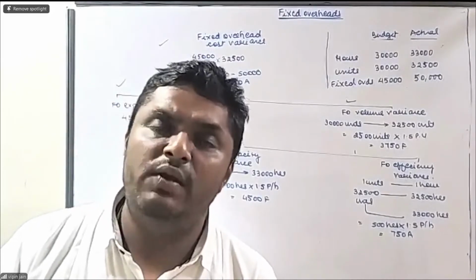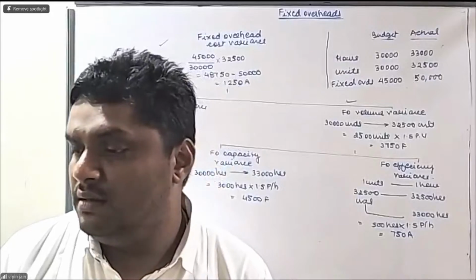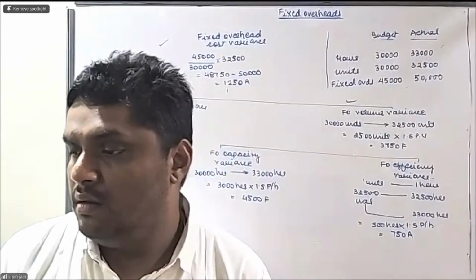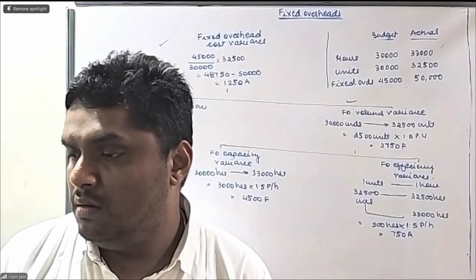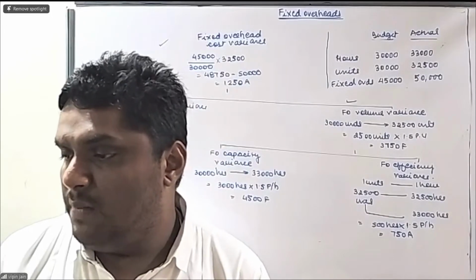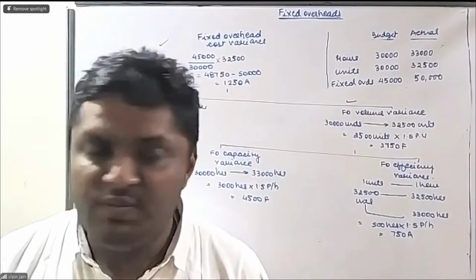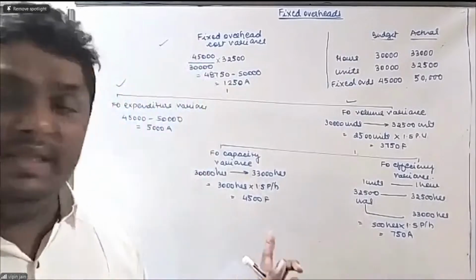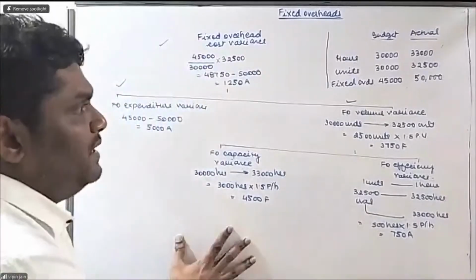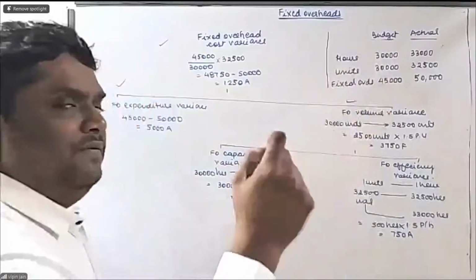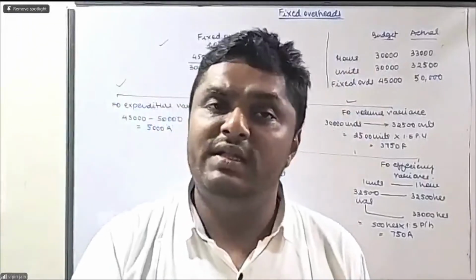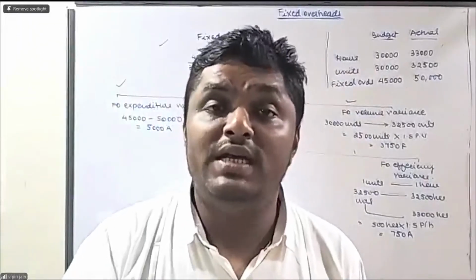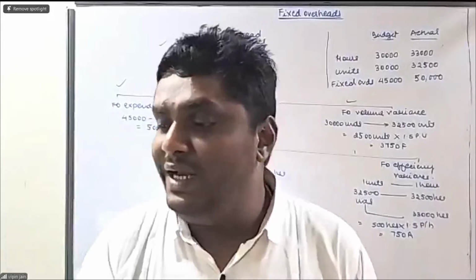Capacity is calculated only in hours. I hope this part is clear, why it is favorable, that is the key. So very simple, our capacity was to work for 30,000 hours. We actually worked for 33,000 hours. 3,000 hours we worked above our capacity. That's why it is favorable.